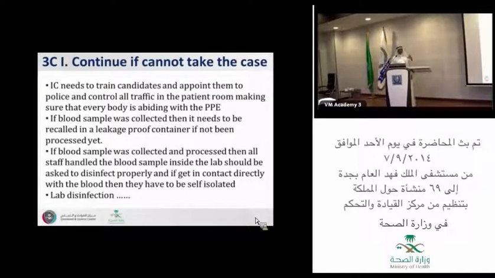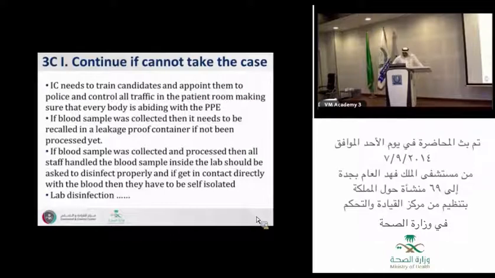I was expecting Professor Azhar to present, but he apologized at the last minute, or public health took their presentation. We need to do something with the lab. I believe that Prof. Azhar has something on the website of the Ministry of Health on how to disinfect the lab after the sample was handled and later discovered to be a risk of VHF.